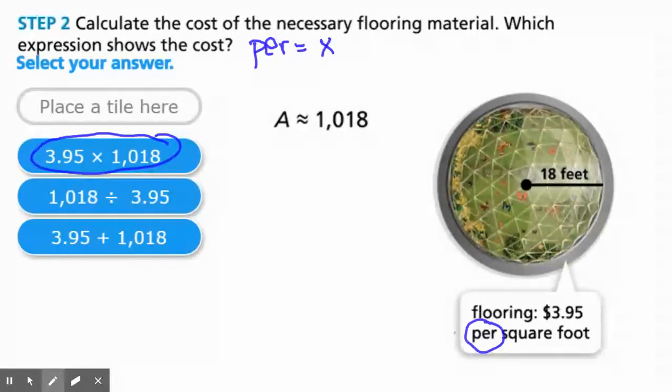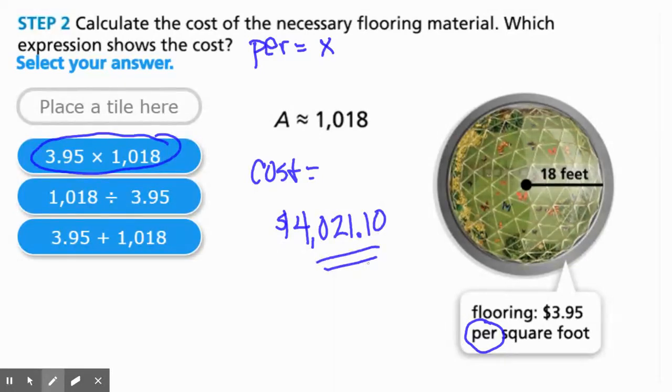Per. So 3.95 times 1,018. It's going to cost $4,021.10. That's not including tax. So that's how much the floor is going to cost.